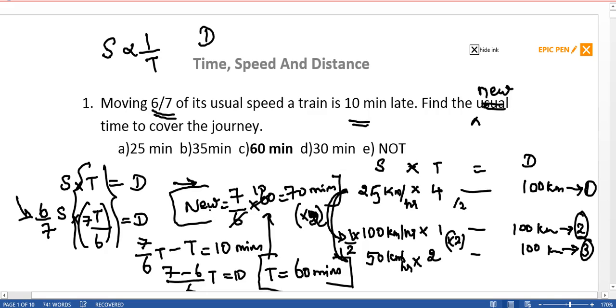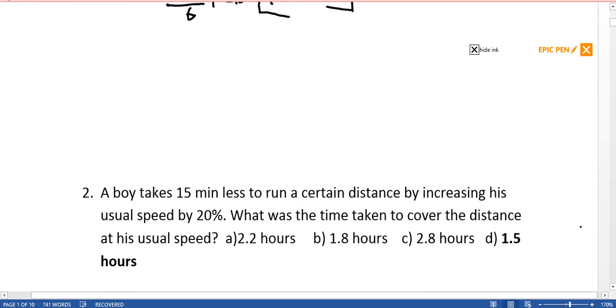So whatever they may ask, we can solve. This is the basic concept. We are going to see a number of problems based on this same concept, so it will come very handy. So let's move on to question number 2.